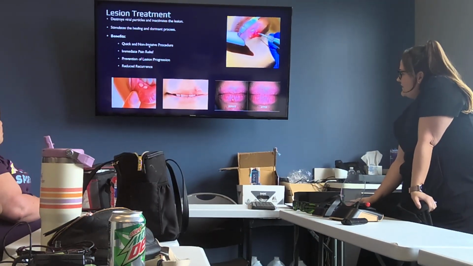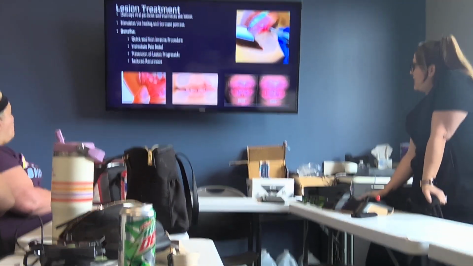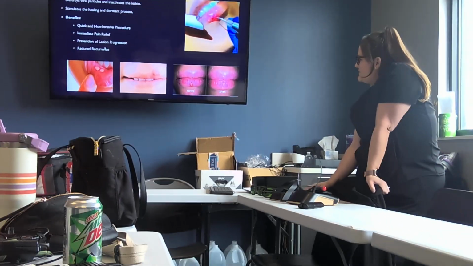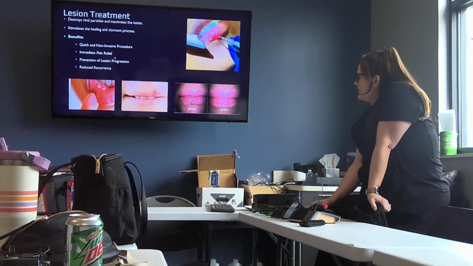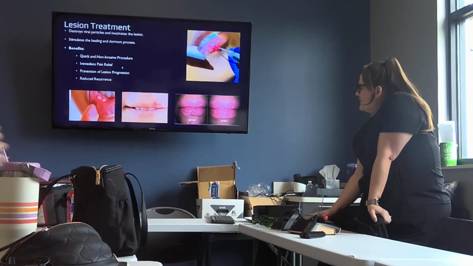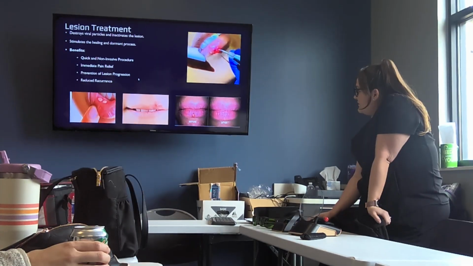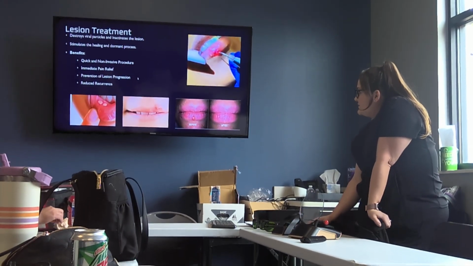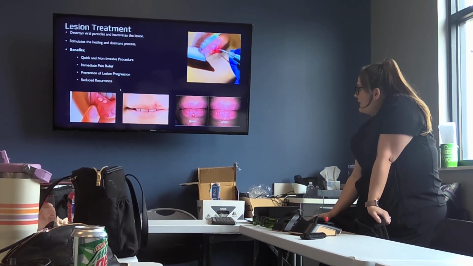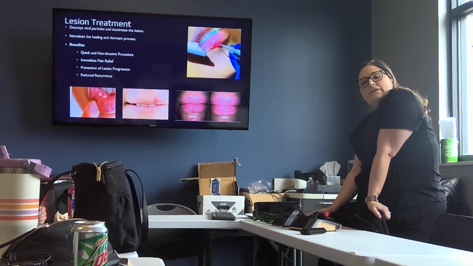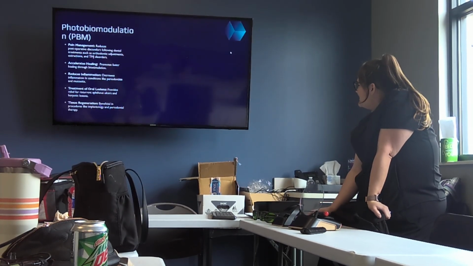Benefits, quick and non-invasive procedure. It just feels like warmth. It's not painful at all. It also will help reduce the recurrence of them, so that's really beneficial to some patients who are really prone to them. There's a cool video to watch, but it's not going to play.